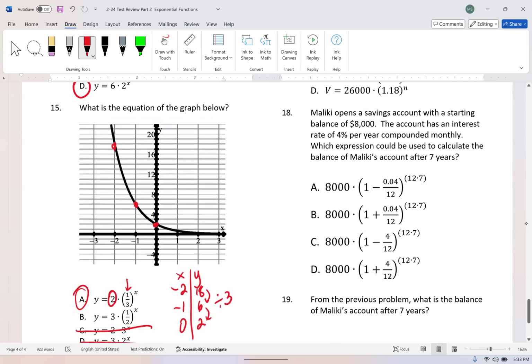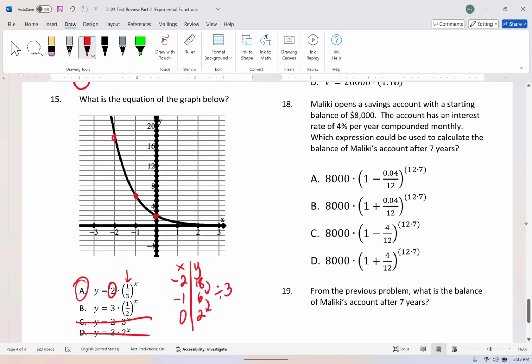All right, number 18. Malachi opens a savings account with a starting balance of $8,000. The account has an interest rate of 4% per year compounded monthly. Okay. So starting balance of 8,000 doesn't help us at all. Compounded monthly means I'm going to divide by 12. 4% is 0.04 as a decimal, so it's not C or D.